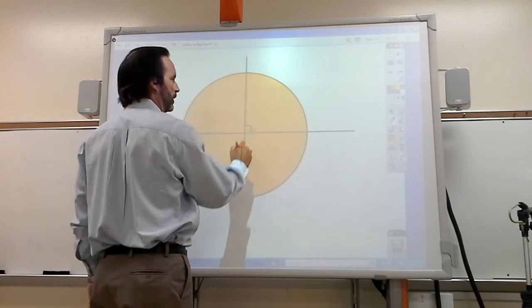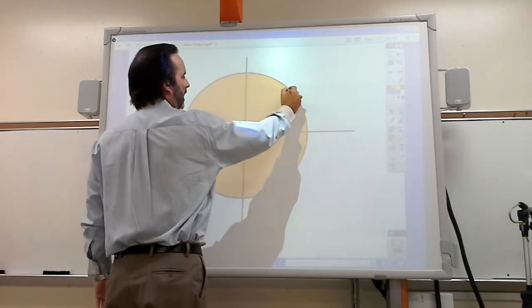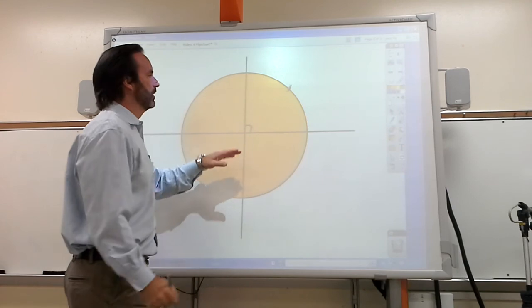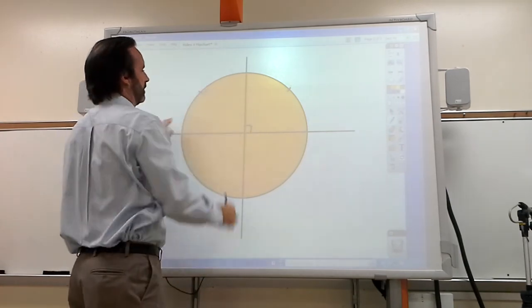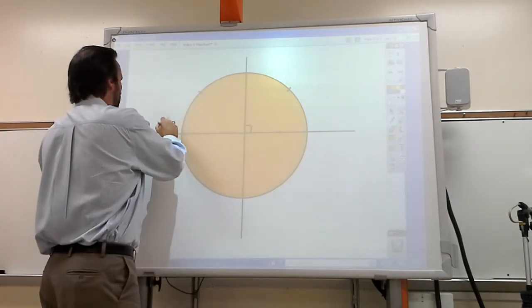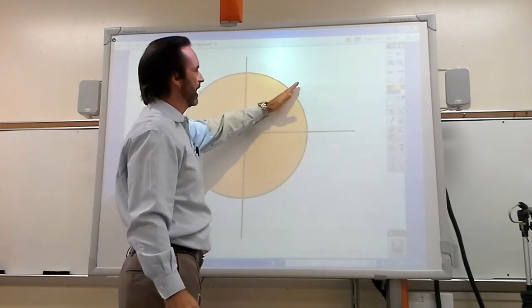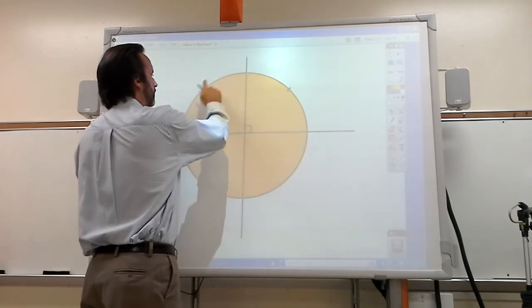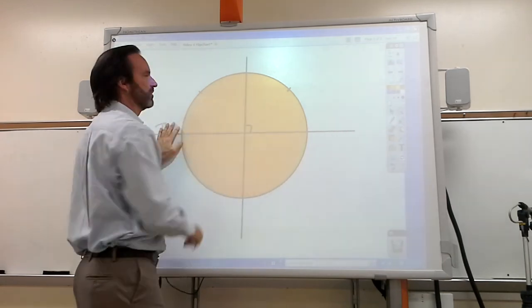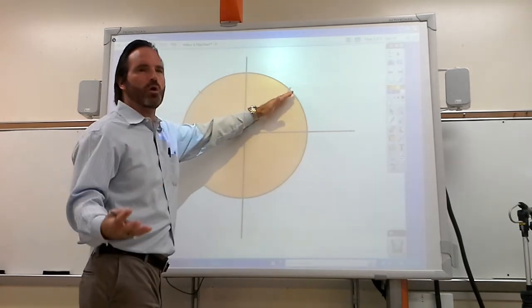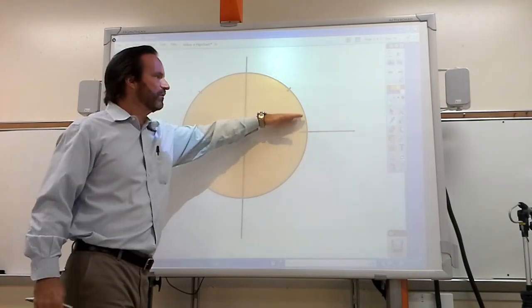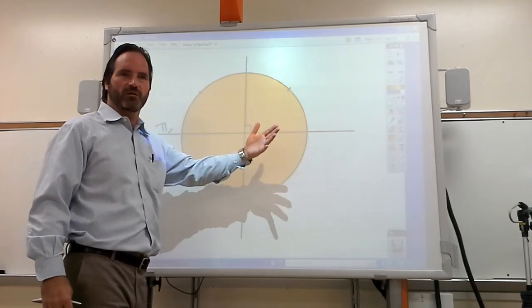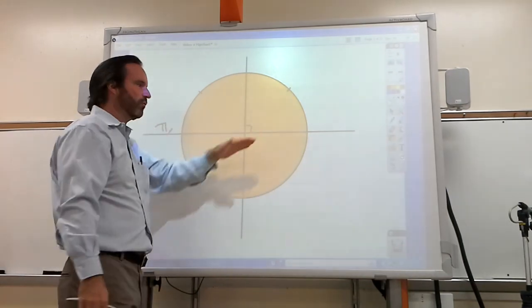Okay, here's 90. We know that's half a pi. So there's 45 degrees. So here's pi. 45, 90. This is going to be what? This is 1, 2, 3, 4. So this 45 degrees goes into 180 4 times. So 45 degrees is 1/4 of pi, 1/4 of 180 degrees.